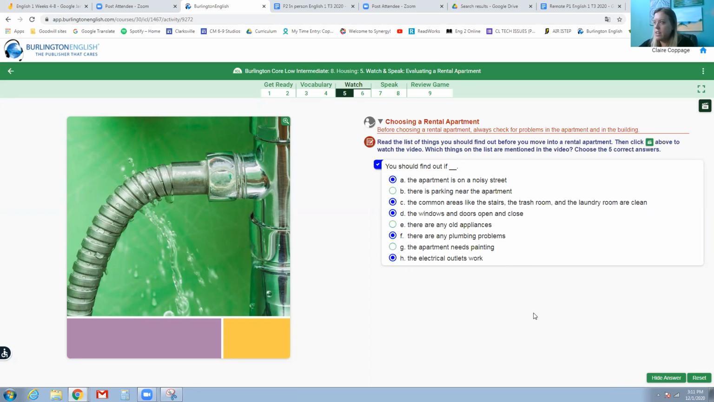Sally mentioned in the video that you should find out if A, the apartment is on a noisy street. C, the common areas like the stairs, the trash room, and the laundry room are clean. D, that the windows and doors open and close. F, there are any plumbing problems. And H, the electrical outlets work.